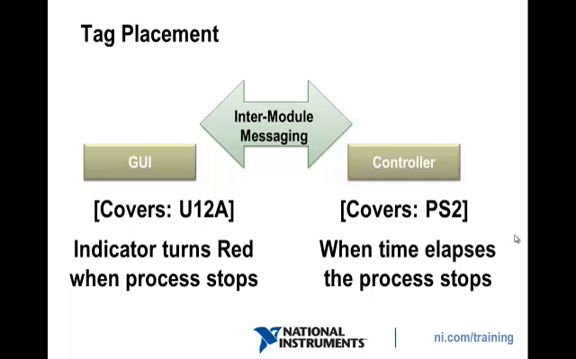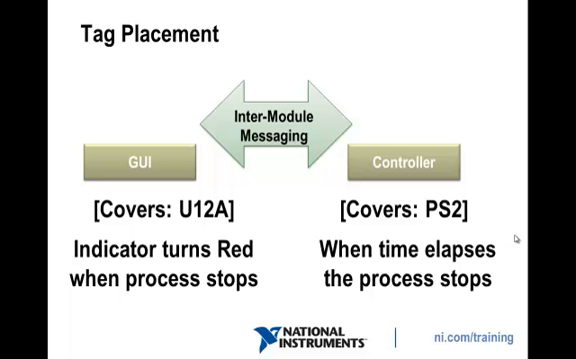So the indicator itself is going to be on your user interface. So it's important that that tag is placed on the user interface where the indicator is turned red. Now in the controller, for example, we were setting up this small scenario here where when the time elapses, the process stops. You see in both cases we're talking about the process stops. Well here, we're going to put in the controller, this is the requirement for the process stopping because time has elapsed. This in the controller is not the location where you would put the tag for turning red.